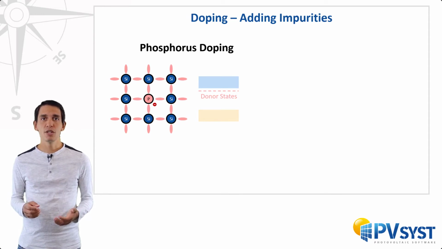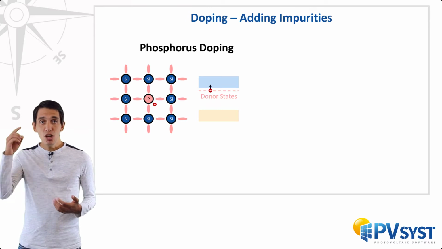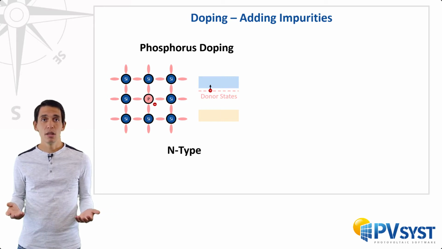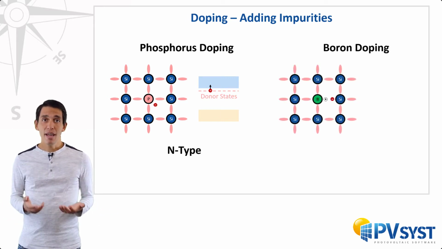Electrons in these donor states are very close to the conduction band, so they can very easily jump to the conduction band and become mobile. We call this n-type doping because there is an extra negative free charge carrier in the mix. We could also do the opposite. We can add a boron atom, for example, which only has 3 valence electrons.